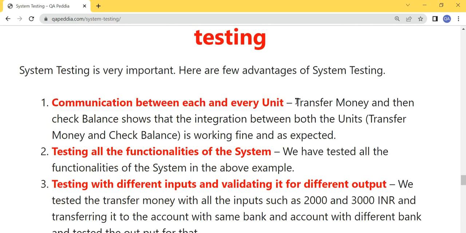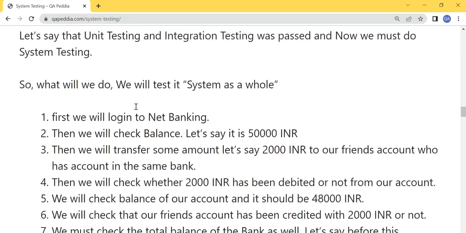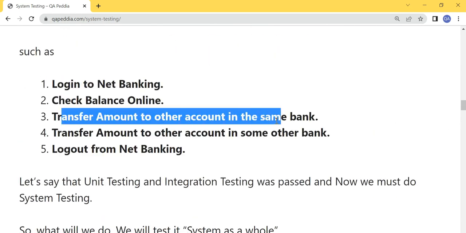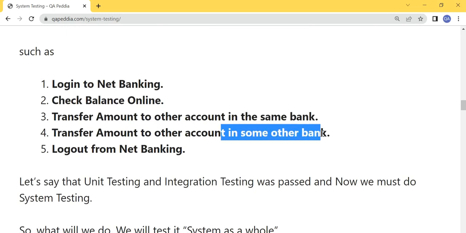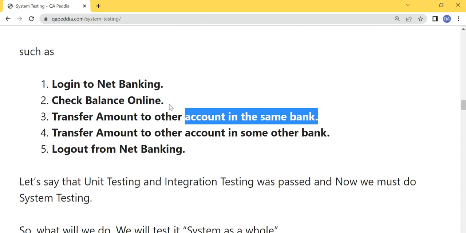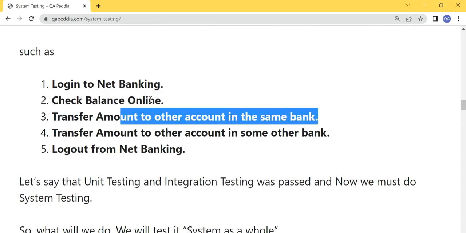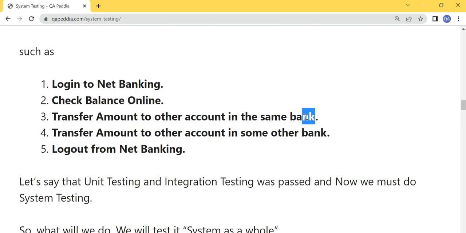So we had seen an example, right? That we were transferring money to some other account in the same bank or in some other bank. And after that, we were checking the balance online. So it was showing the correct balance. So we are checking the integration between these two modules also when we are doing system testing.